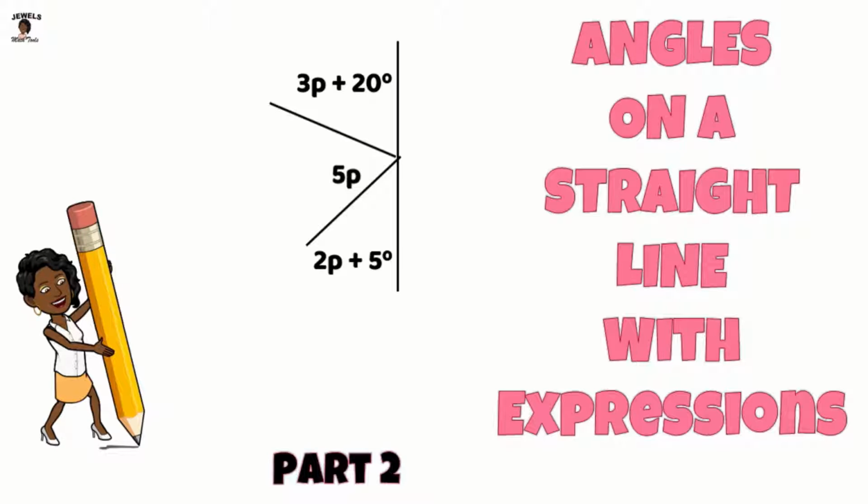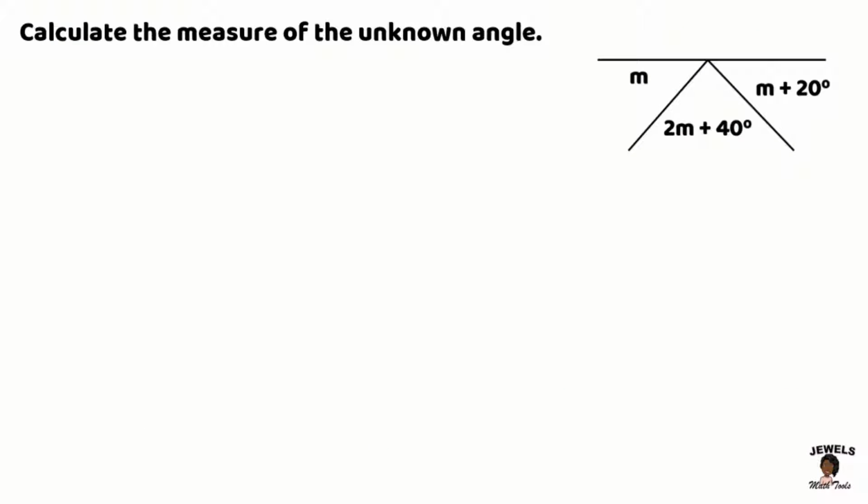In today's session, we're going to be calculating angles on a straight line involving expressions, and this is part 2 in my videos on solving angles on straight lines with expressions. In our first example, we're asked to calculate the measure of our unknown angle, and in our question, instead of just giving angles, we're given terms and expressions.